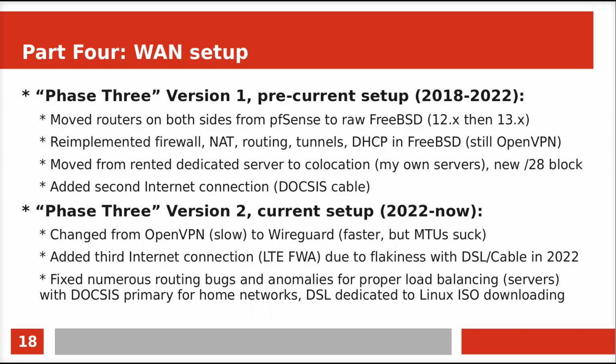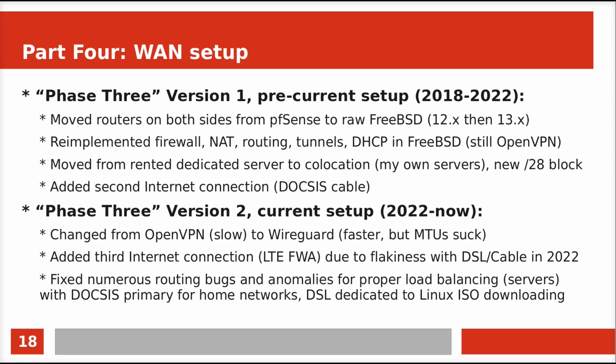So the first thing I did over that time was I changed from OpenVPN, which was very slow, there were major traffic limits over the VPN, like speed limits, to WireGuard, which is much faster. But MTUs suck. I think I finally fixed all my MTU issues, but that was a year-long saga of trying to get WireGuard to play right, because if your MTUs are slightly wrong, it does weird things.